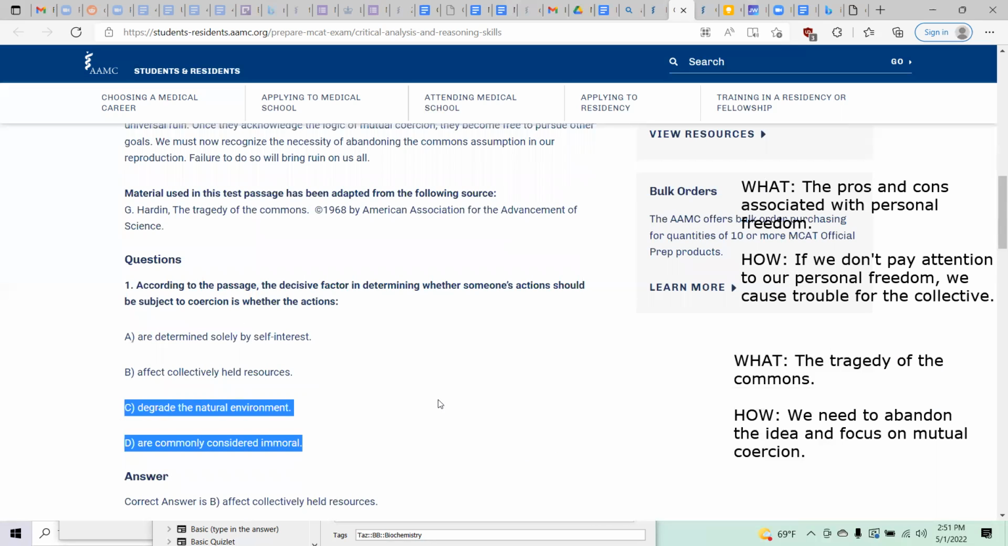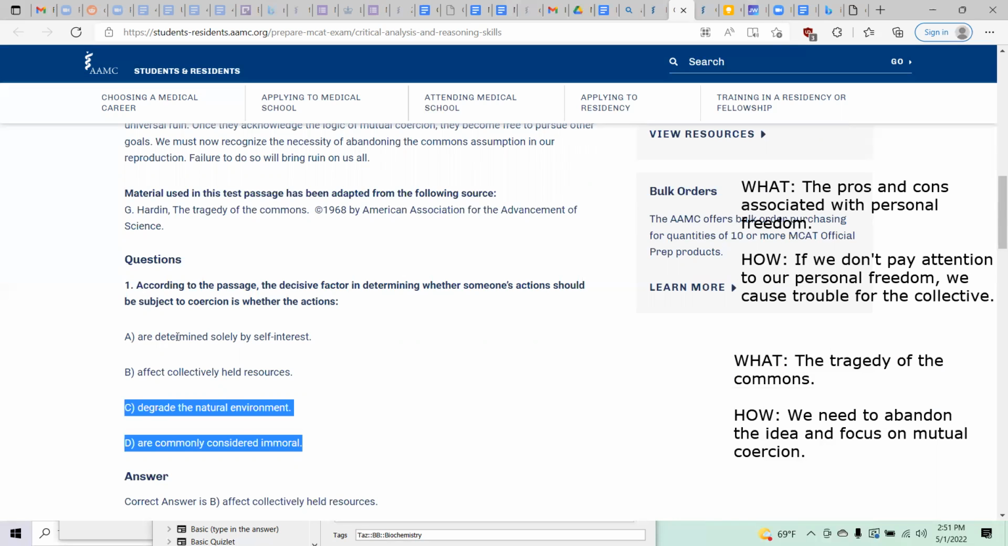Mine was okay. So answer choice B says affect collectively held resources, and throughout the entire passage when we reread it, he did keep bringing up universal ruin, and I got the idea that it affects everyone. Yes, it affects everyone. So that's why I went with answer choice B.